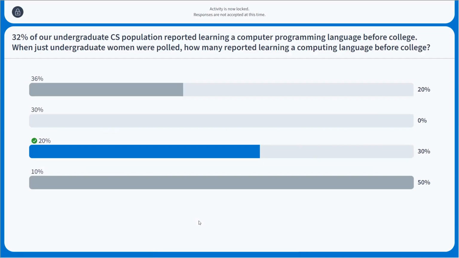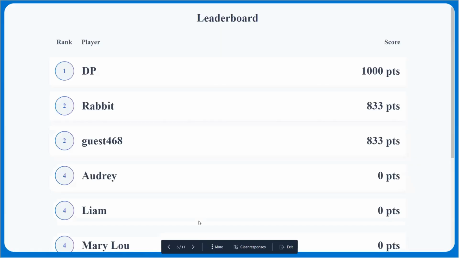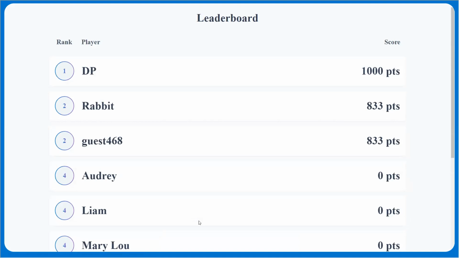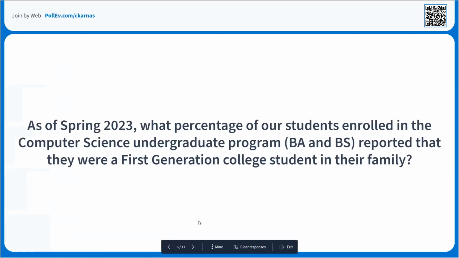So 50%. Okay, so we're actually better than people expected. Awesome. So about 20% of the women undergraduate population polled said they had learned a programming language before college. Okay, great. So our women are doing better than we expected. And we have DP on top. Great job, DP. We only see our answer, whether we are correct or not. We didn't see the distribution.